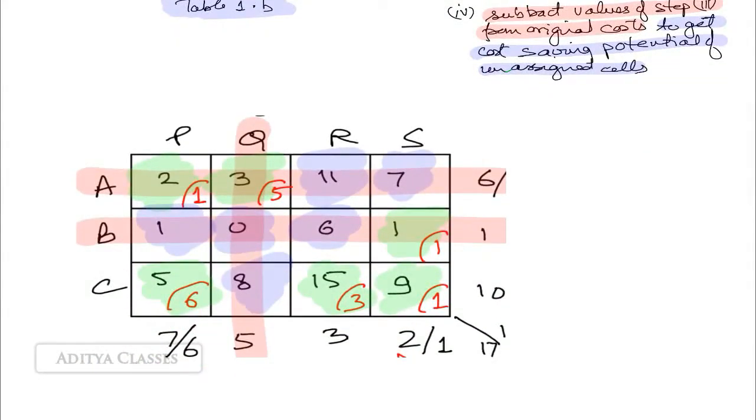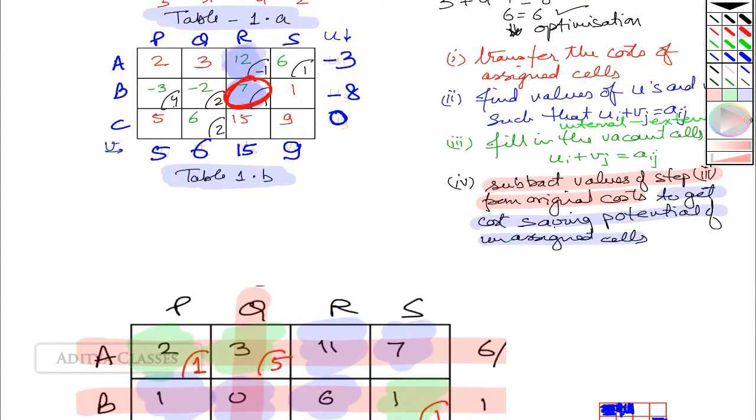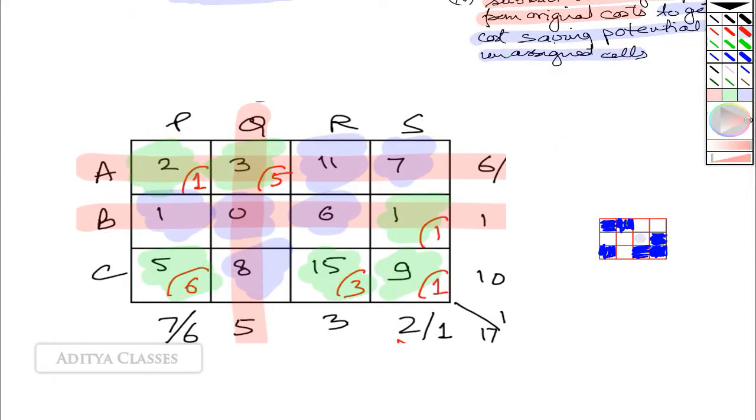How do we check? Remember, we made a table, then we put up the assigned cells. All these were the assigned cells. Now this time you wish to explore this cell. This cell, which is BR. This is BR. You need a closed loop. Do we see a very small closed loop? Yes, we have a closed loop.